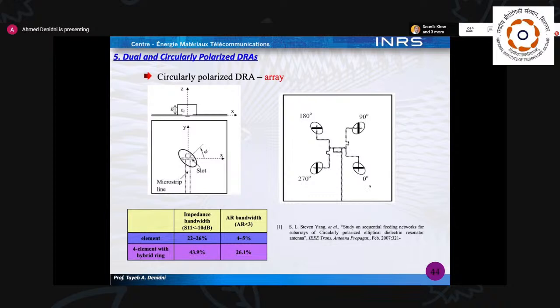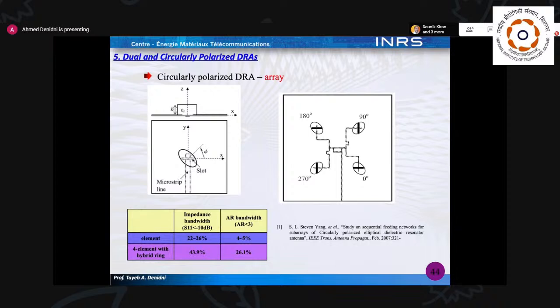Here is an example of this design. We see the first one with 0 degrees, and then we create a delay in the transmission line to generate the 90 degrees. Then the same for 180 and 270 degrees. All these elements are linear, but the combination at the output gives a circularly polarized antenna. The element here is an elliptical dielectric resonator, which is like a cylindrical one, but this is another choice.